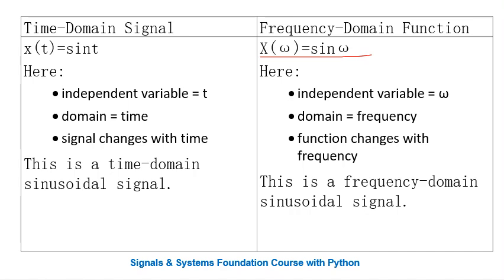So in case of frequency domain signal, the independent variable is omega, and the value of x of omega changes with respect to omega. So the function changes with frequency. This is called the frequency domain sinusoidal signal.